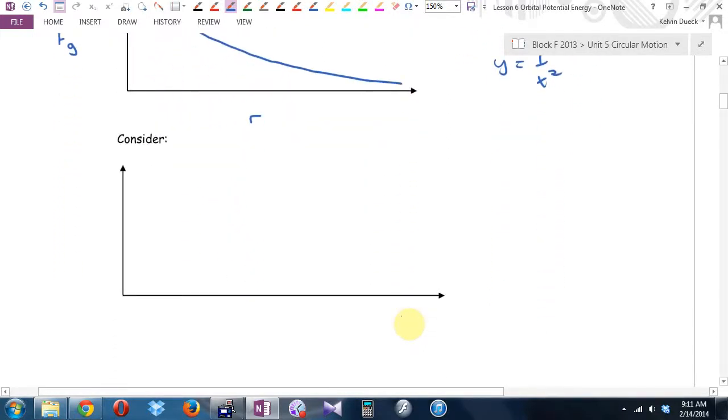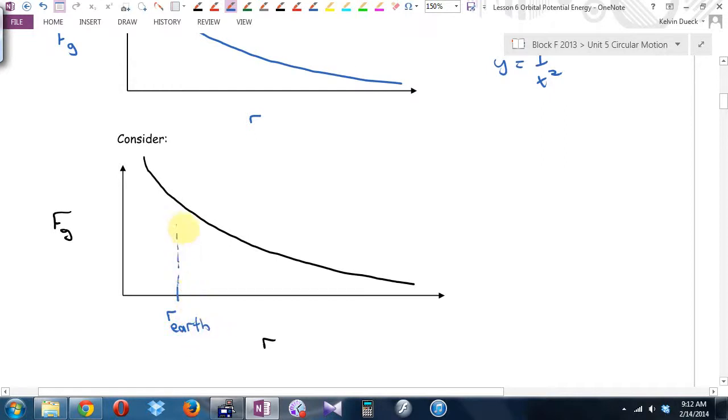So consider the following situation. Suppose I have a graph of gravitational force as you're moving away from a planet versus the radius, the distance from the center of the planet. And I know that that graph looks like this. Let's put a point right here. Let's call it our Earth. I'm not putting numbers on here, but I guess from 0 to there would be 6.38 times 10 to the 6. I don't care. It's the radius of the Earth. And let's put a point over here. Let's call it R final.